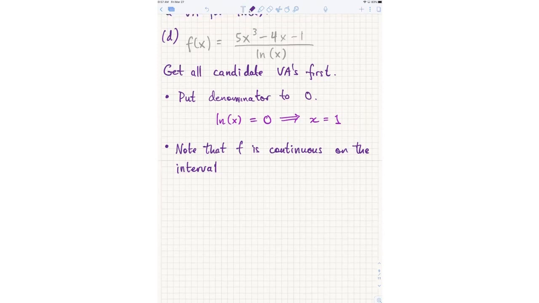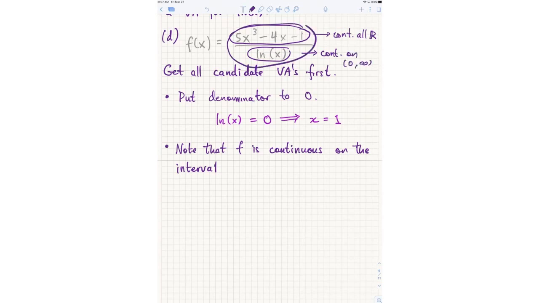Well, where's the function continuous? It's a ratio of a polynomial and ln. The numerator is continuous everywhere, all real numbers. The denominator, as we've just discussed and what Kevin just reminded us of, is continuous only on the interval 0 to infinity. So the whole fraction is continuous only on 0 to infinity, right? We have to take the intersection of their continuities.